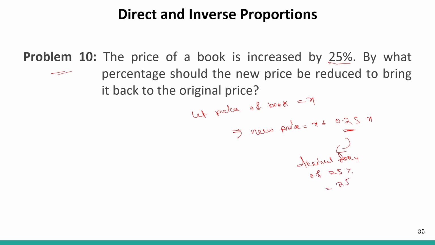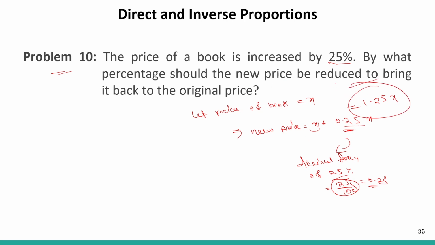25%. Okay, because 25% is equal to what? 25 by 100, right? So this is nothing but 0.25. So that is why we have multiplied here, because it has been increased by 25%. So the initial price remains and the increased price is 25% of x. So this is equal to nothing but 1.25x, right? So this is the new price.